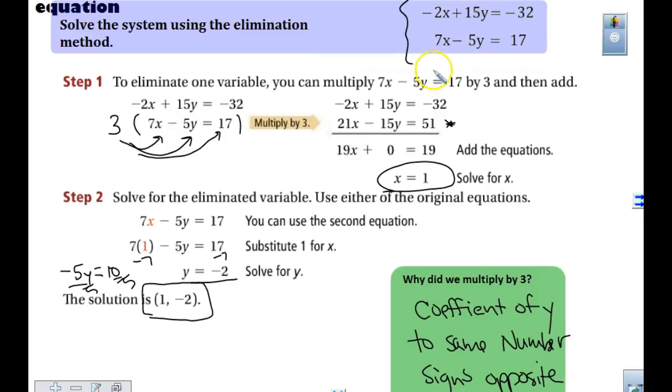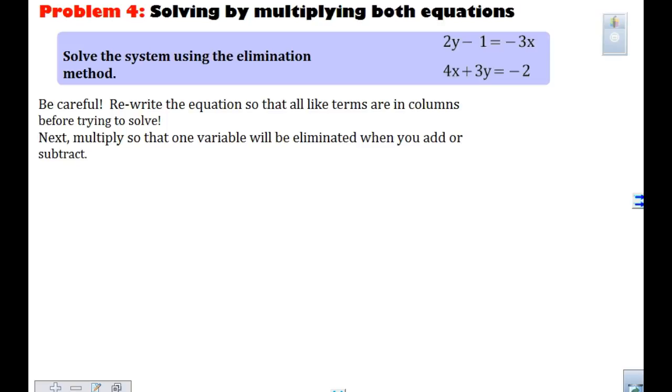We could have easily eliminated the x's, and you'll see in this next problem how you can actually have to do both of them. As we go to that next one, first off, you want to look: are both equations in standard form? Are they both in standard form? No. The second one is, the first one is not. So we want to rewrite it so that we have it in standard form.